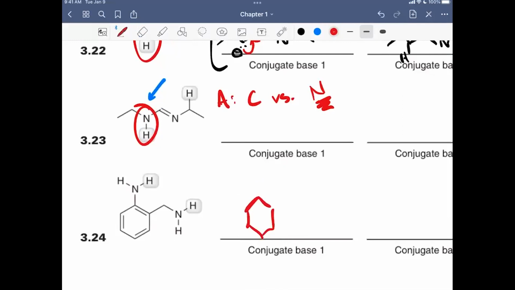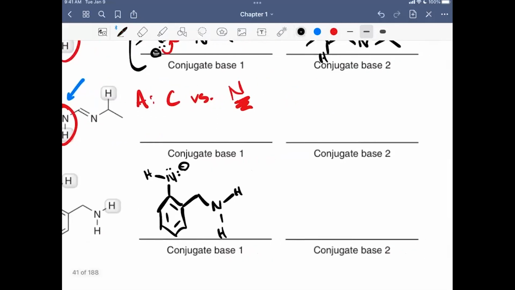So let me rewrite, oops, different color. Rewrite each conjugate base. This might take a few seconds. That's the first one.